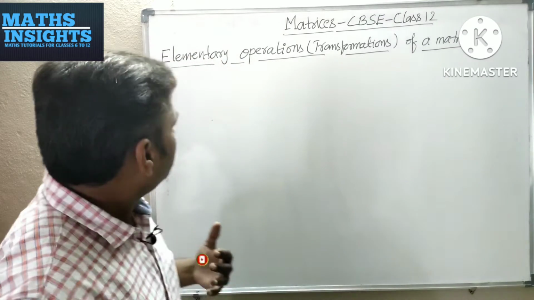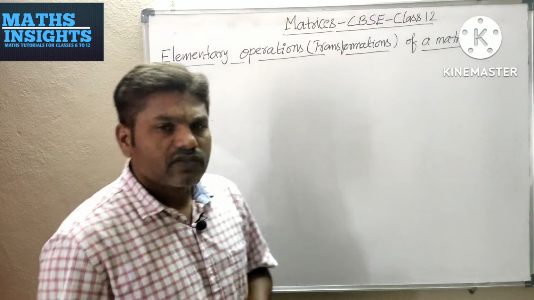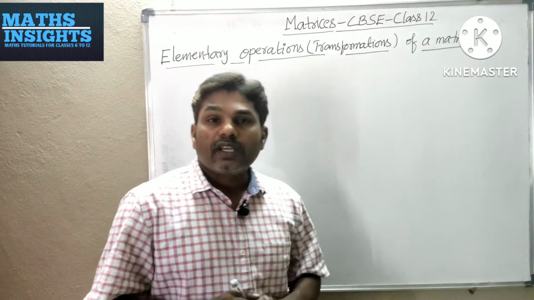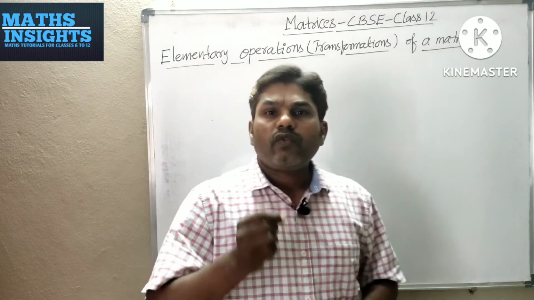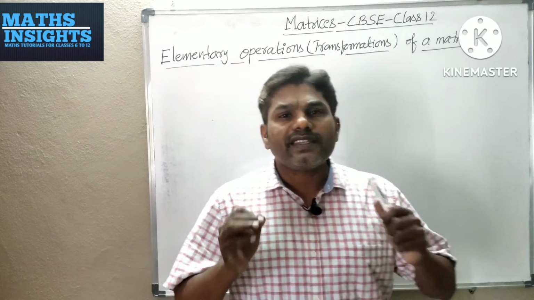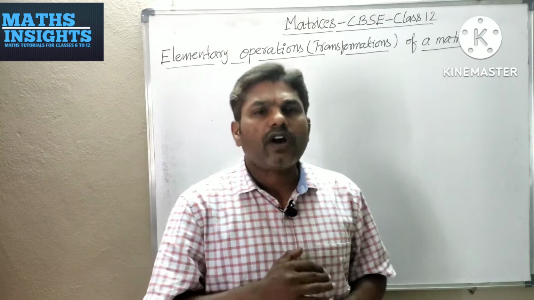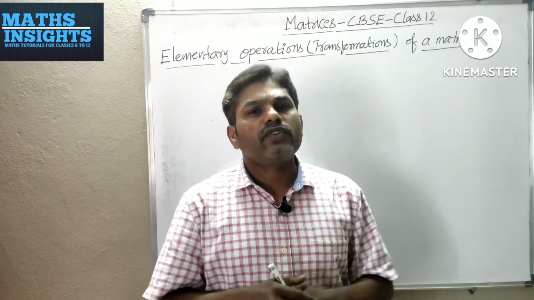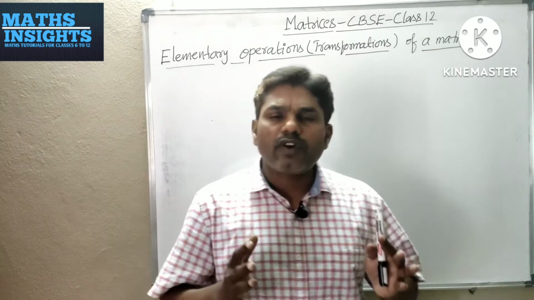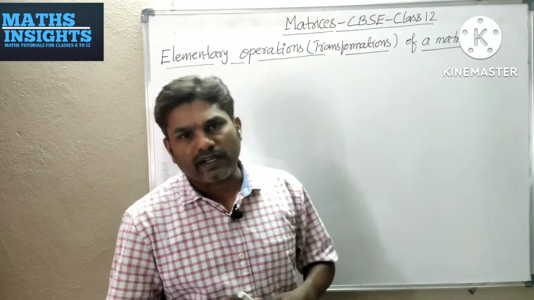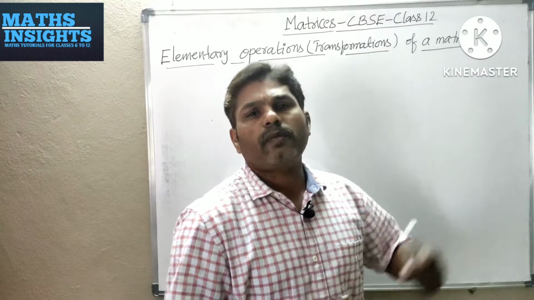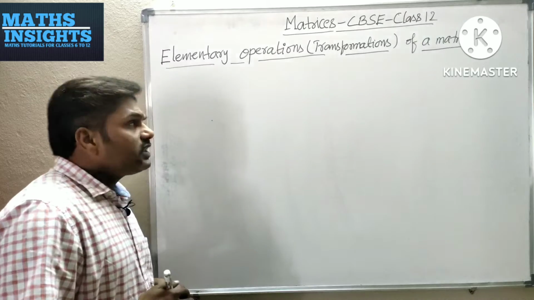Today's topic is very important. What is meant by elementary operations or transformations of a matrix? This is a very important topic in matrices. There are particularly 6 operations, 3 of which are row operations and 3 of which are column operations. By using these operations, you can transform any matrix to any other matrix to make our calculations very simple, by transforming into a simpler matrix. So I am going into this discussion.